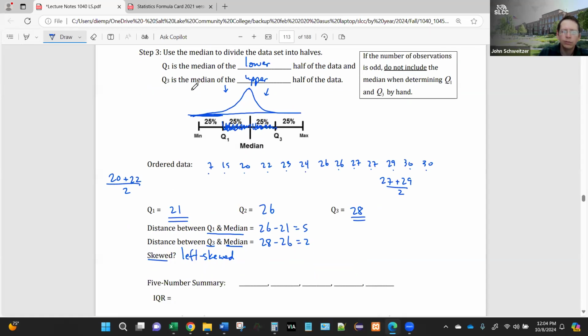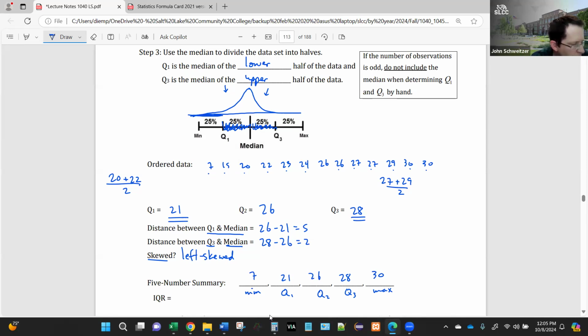Okay, so what is that 5-number summary? Well, it's Q1, Q2, median, Q3. Okay, so 21, 26, 28. Then 2 more numbers, the min and the max. Okay, and that's 7 and 30. These 5 numbers alone, none of which is too hard to understand, I think, can tell us a lot about a data set. Okay, let's keep going.